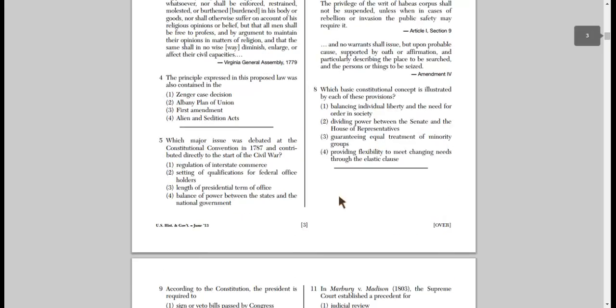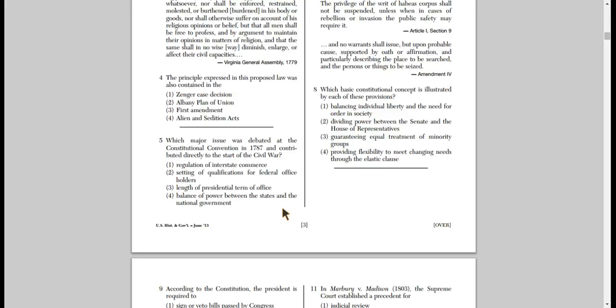This recording is from the June 2013 Regents exam, and we're talking constitutional concepts here. We're going to go with question number 5. Which major issue was debated at the Constitutional Convention in 1787 and contributed directly to the start of the Civil War? All right, so we're thinking constitutional concept and something that is a rift between the North and the South.